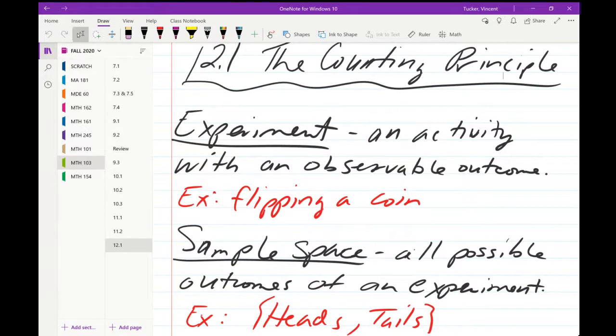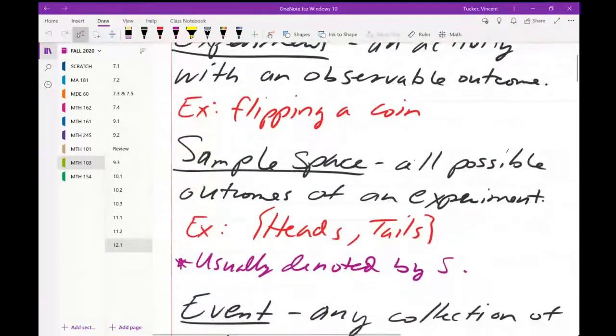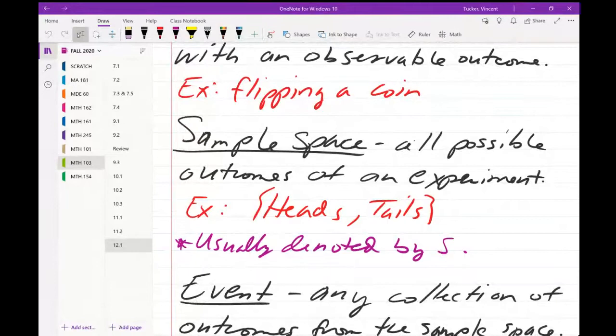Our sample space will be all possible outcomes of an experiment. So when we talk about flipping a coin, heads and tails would be the sample space. Sample space is usually denoted by a capital S.